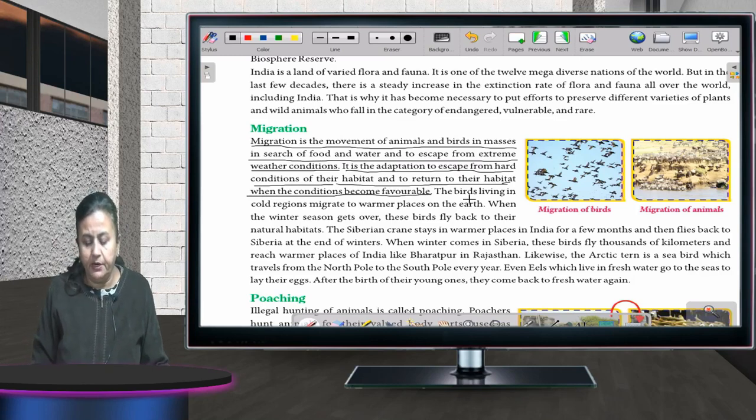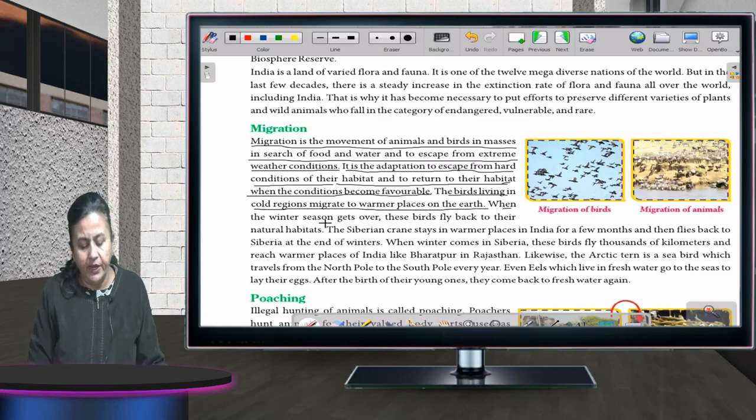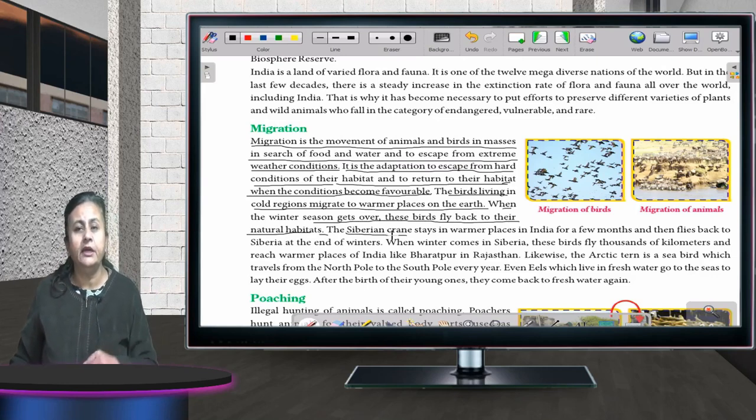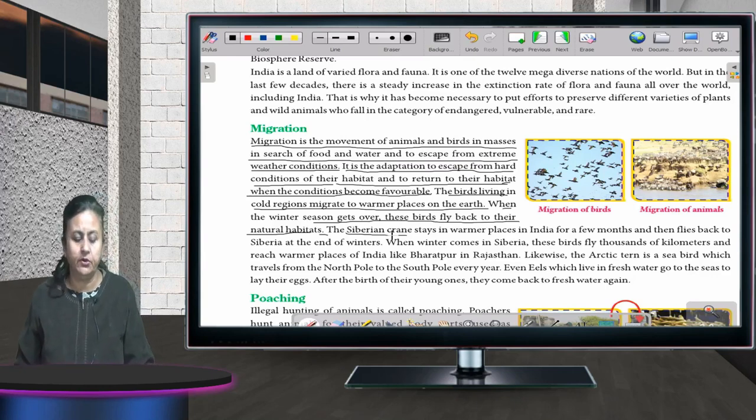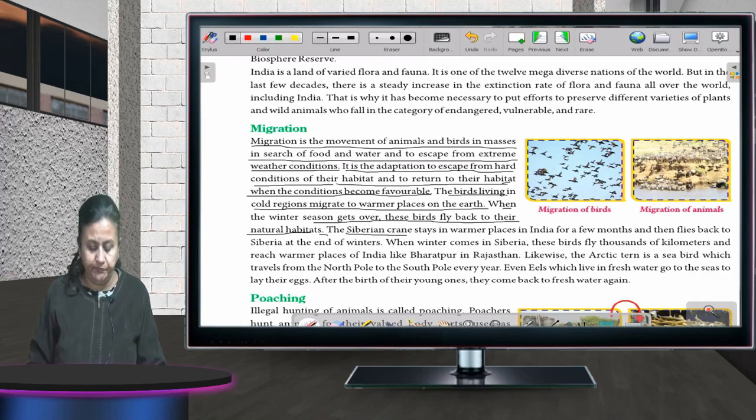The birds living in cold regions migrate to warmer places on the earth. When winter season gets over, these birds fly back to their natural habitat. An example is Siberian crane. You must have seen a lot of Siberian cranes coming to India. It lives in a cold region. When it is too cold over there, they fly to warmer regions, especially to India. And when the weather condition is okay, they fly back to their habitat. That is called migration.